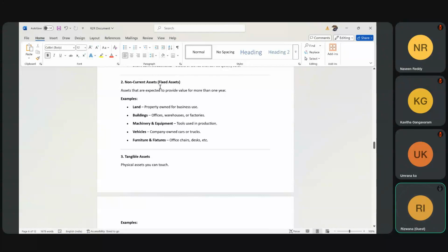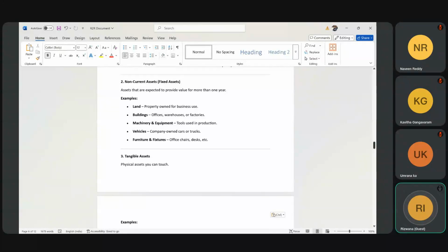In a current asset, it is within a year, ready to be easily converted to cash. But in a non-current asset, we are expecting the value for more than a year. And examples under non-current assets are land, buildings, machinery, vehicles, furniture, and fixtures. Understood? These are types of assets.